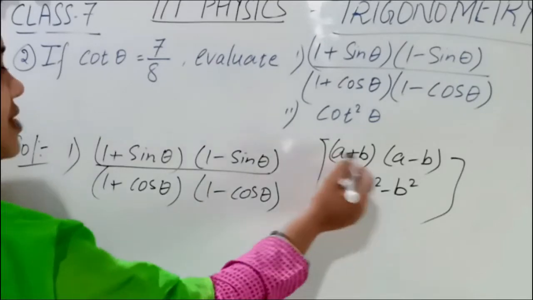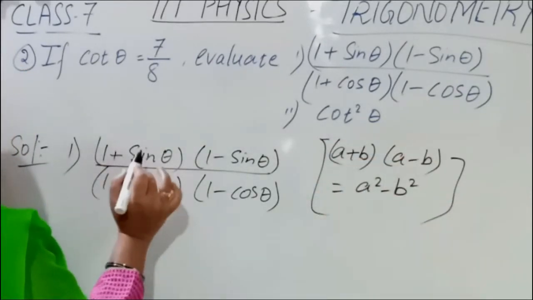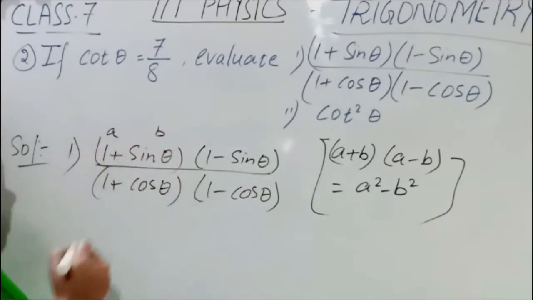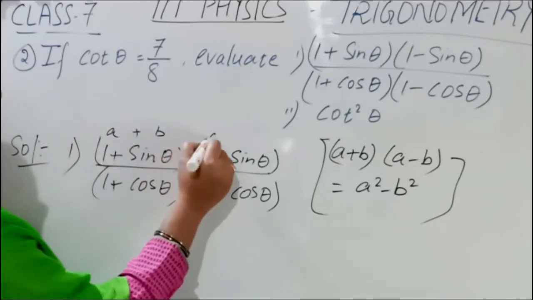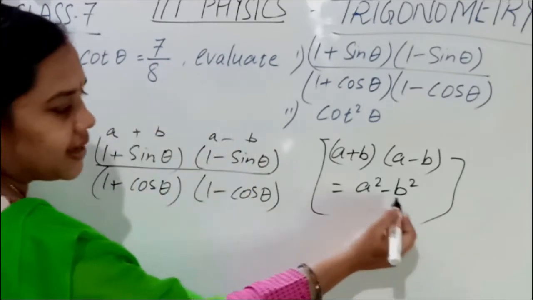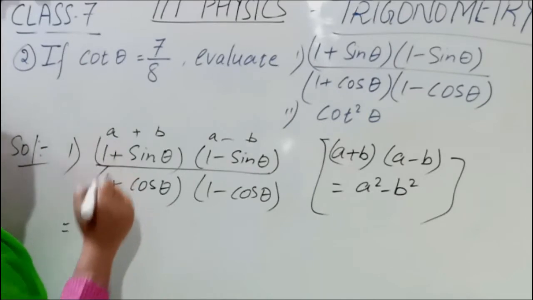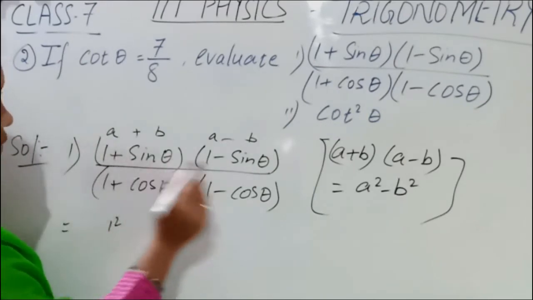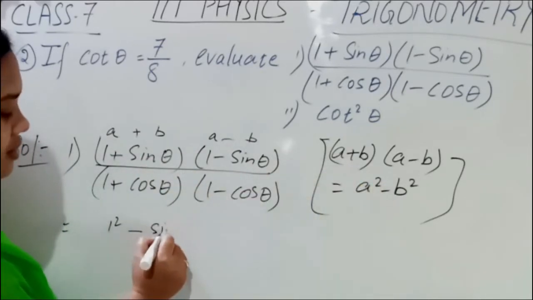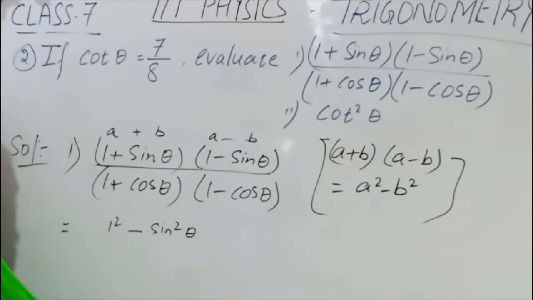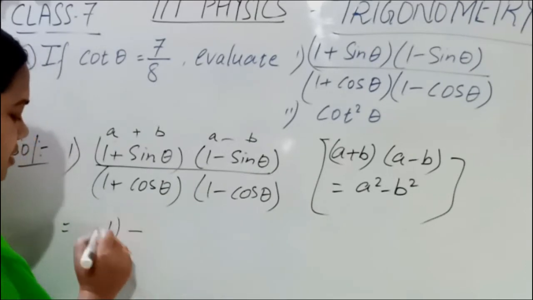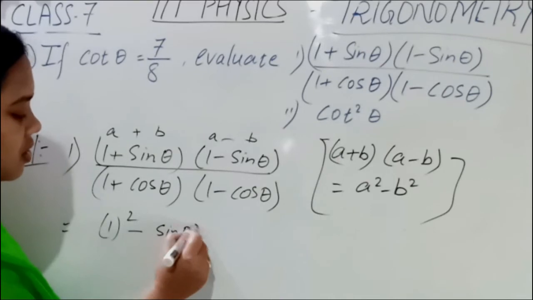So see, (a plus b) into (a minus b). You consider 1 as a and sin theta is b. So it became (a plus b) and (a minus b). (a plus b) into (a minus b) equal to what? A square minus b square. So what is a? A is 1. 1 square minus, sin theta is b, so b square, that is sin square theta. Sin theta whole square you can write. I'll write again clearly: 1 square minus sin theta whole square.